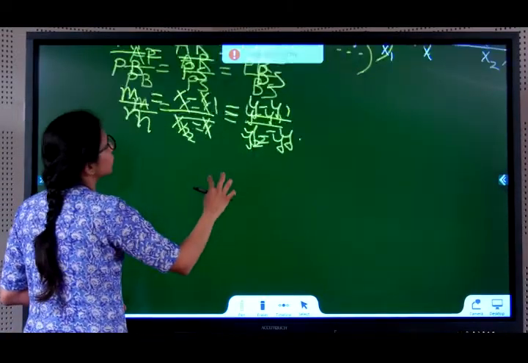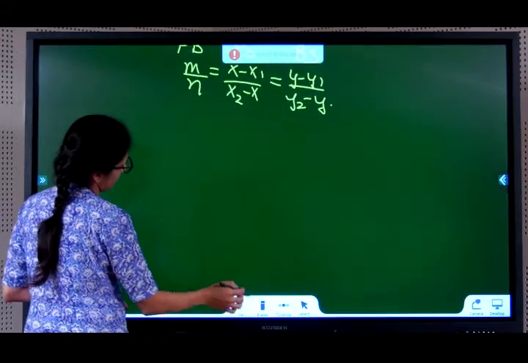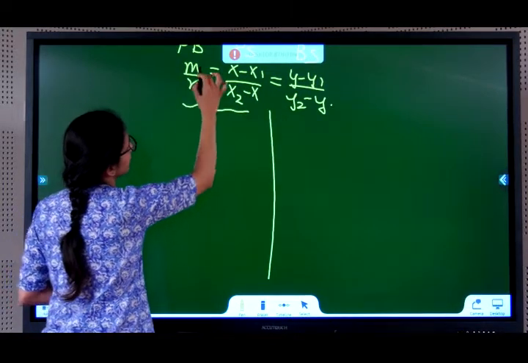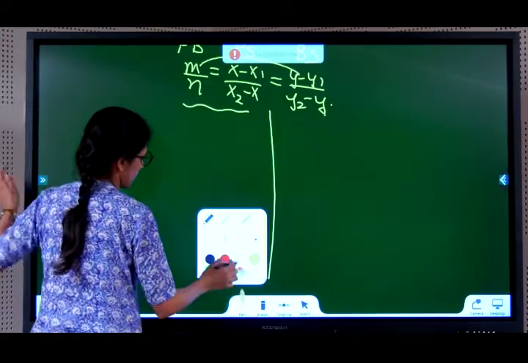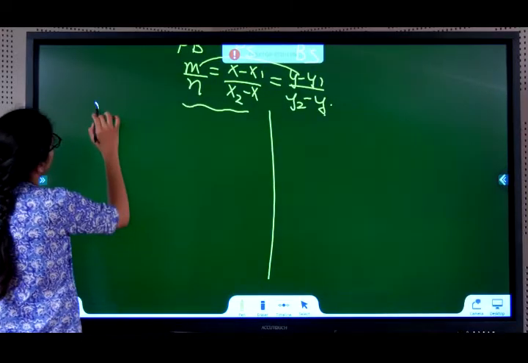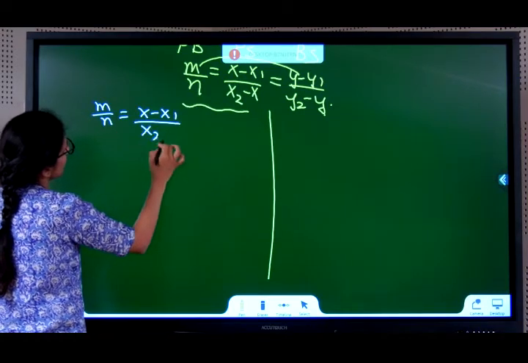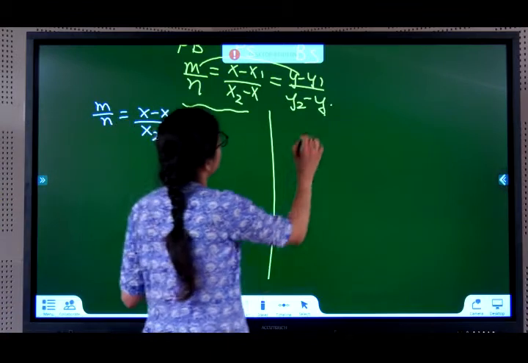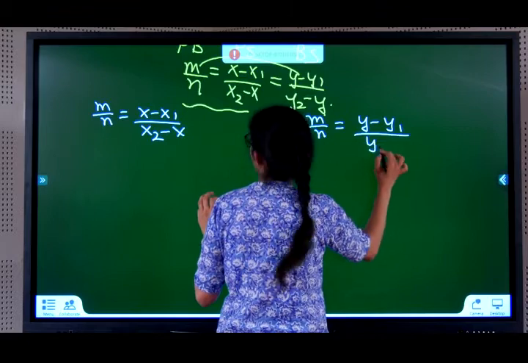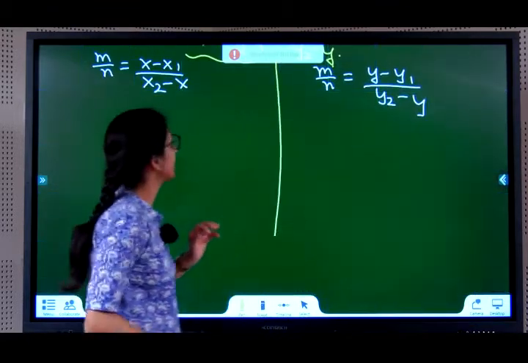So now we need to solve this. Take two things at a time and solve. First I will take this and this, then I'll take m by n and that side. See how? So m by n is equal to x minus x1 by x2 minus x. And here we will take m by n is equal to y minus y1 by y2 minus y. Solve for x and y. Easy it is. Let's see.